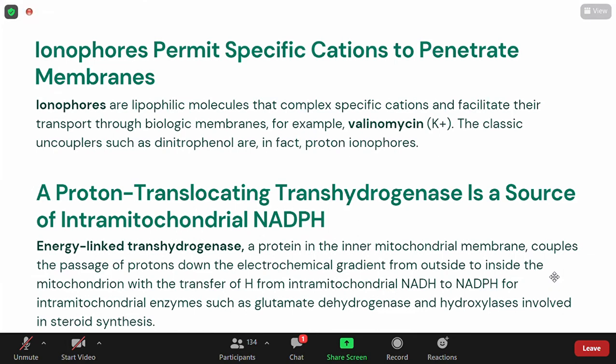Because the formation of ATP depends upon the coming back of the protons through your F protein. Because in the F protein, you have your ATP synthase. The onrushing of the protons activates your ATP synthase to form ATP out of ADP and inorganic phosphate. Okay.